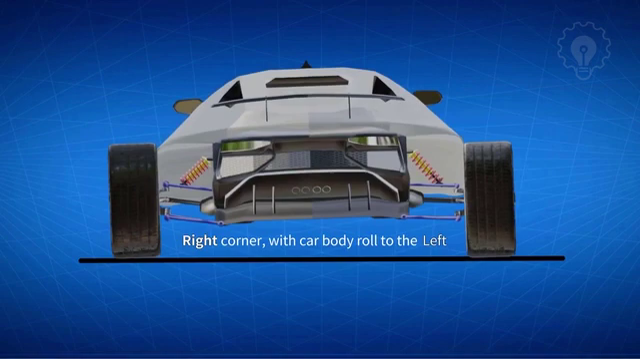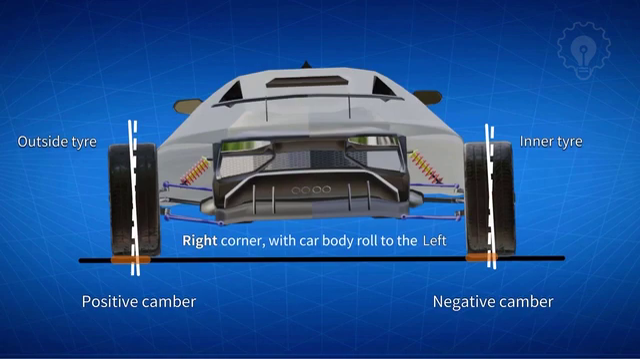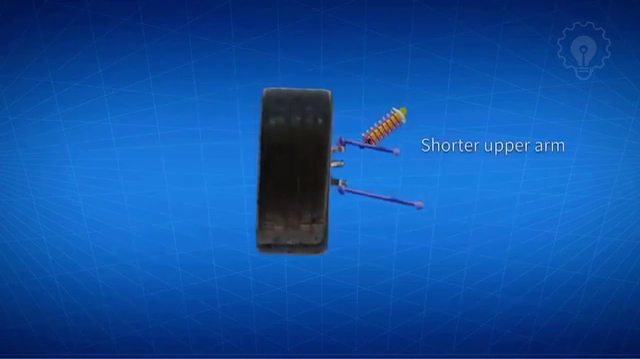In this case the car is going around a right corner, and the car body is going to roll to the left. For a double wishbone suspension with equal length control arms, the car will have slight positive camber on the outside tire, and negative camber on the inner tire. This is not a desirable design, as the outer tire is taking most of the load, while the inner tire is taking less load.